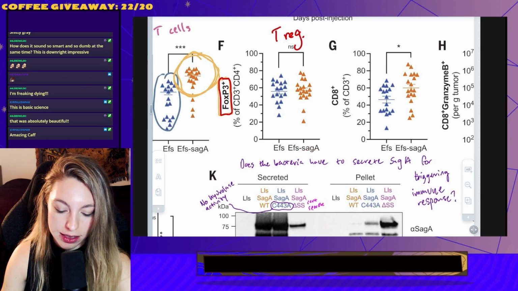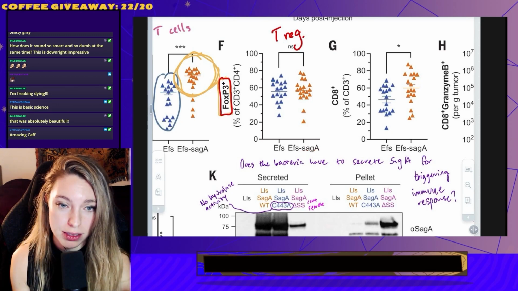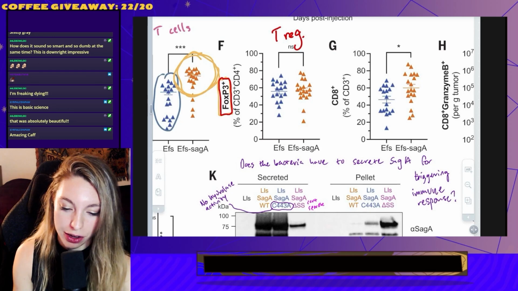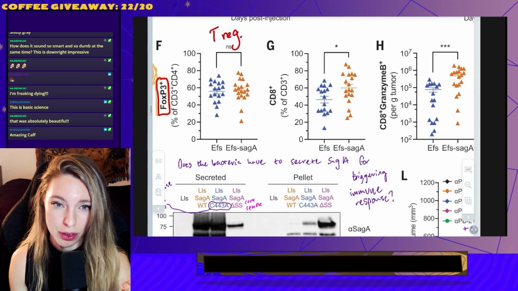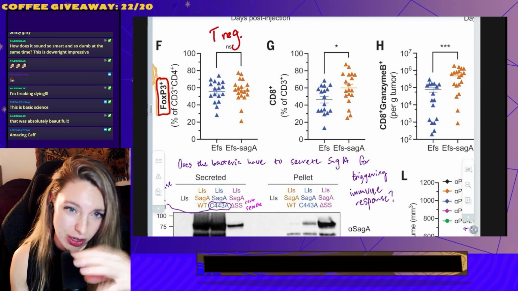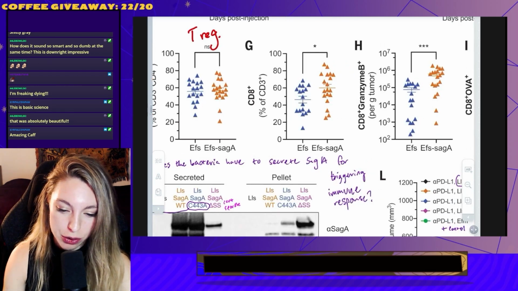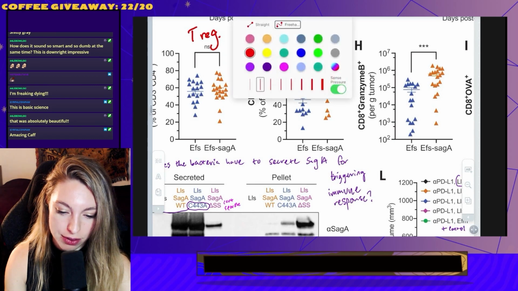So SagA isn't really causing more Tregs to be in the tumor. That's good, because if there were more Tregs in the tumor, you could imagine they'd be shutting down the good T cells, like the T cells that are killing the tumor. Now they're looking at CD8 positive T cells.